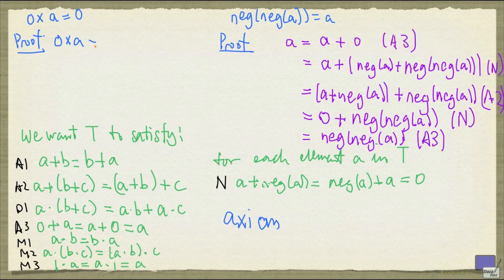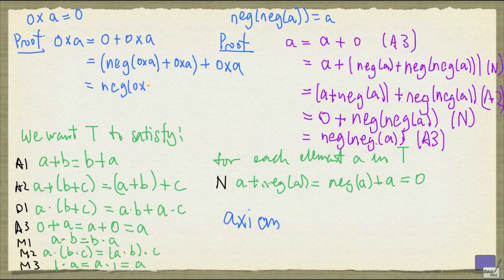So 0 times A is going to be the same as 0 plus 0 times A, because 0 plus any element by rule A3 is the same as that element. Now, I can write 0 as the negation of 0 times A plus 0 times A, and that's by rule n. And then we have plus 0 times A, and using A2 I can rewrite this as the negation of 0 times A plus 0 times A plus 0 times A.